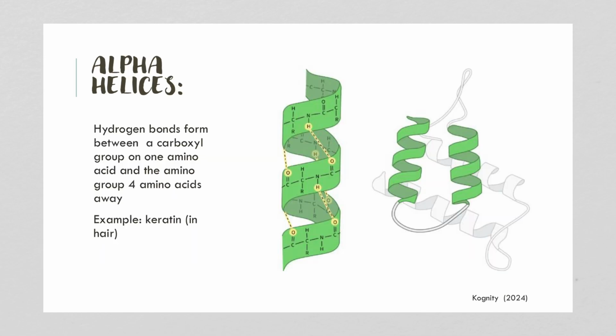So an alpha helix is when hydrogen bonds form between a carboxyl group on one amino acid and the amino group 4 amino acids away, and that keeps happening regularly, so you end up with this spiral formation or a helix. An example of a protein that has a lot of alpha helices would be keratin, which is in our hair.